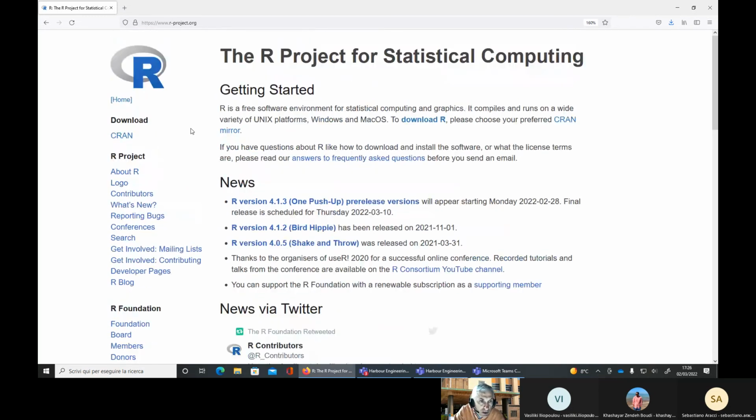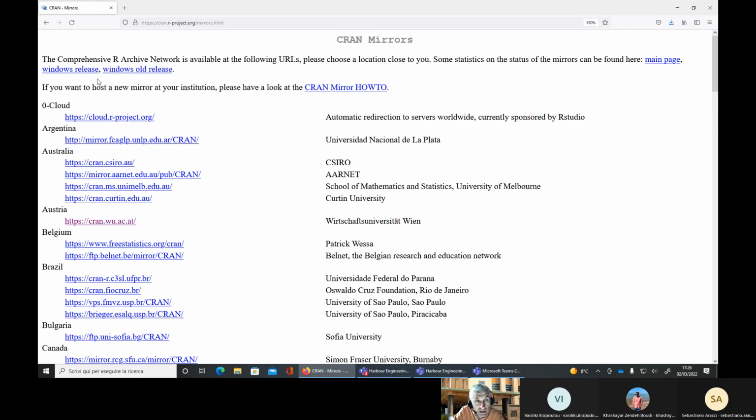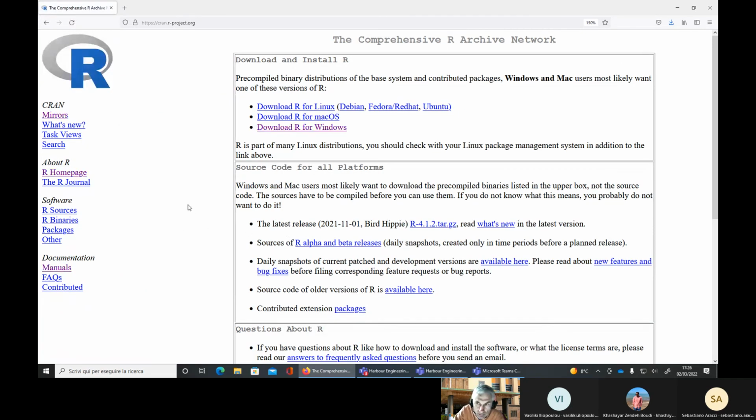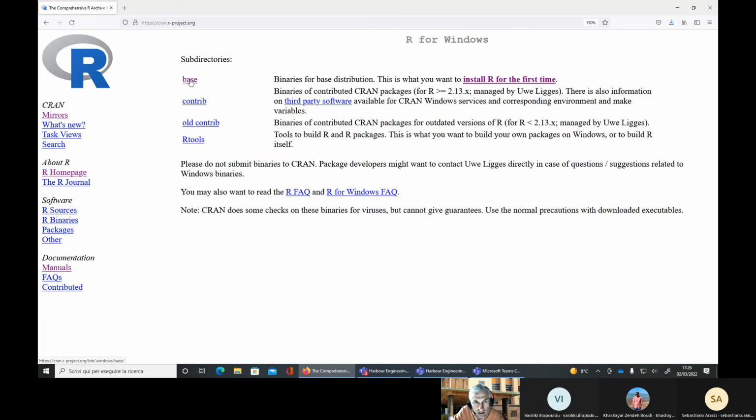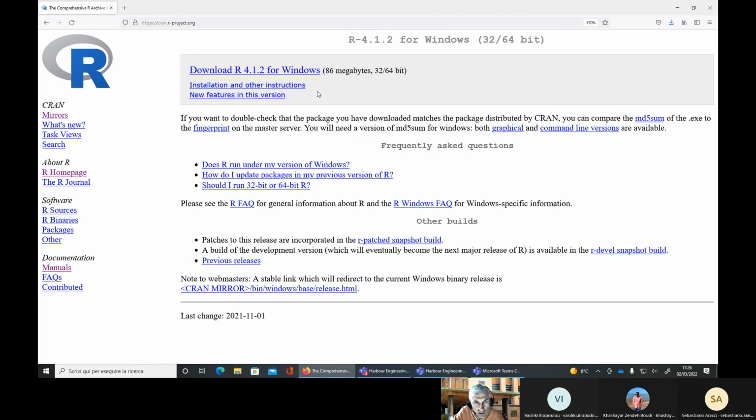So MATLAB is commercial. If you get to the web page, go to download, and you have to click on CRAN, and then you select a cloud, whatever it is. Usually I take Austria, but you can select whatever you want. Download R for Windows, and then you need to download only the base. Then the download starts, and you just have to double click on it. It's very simple.